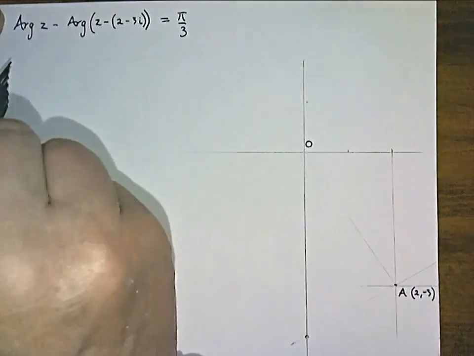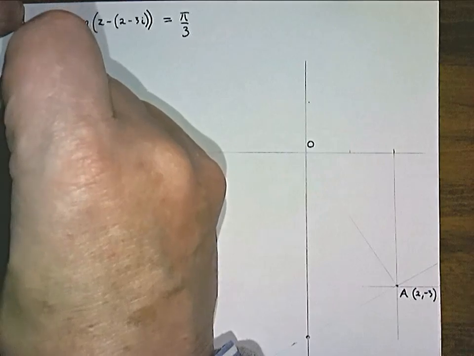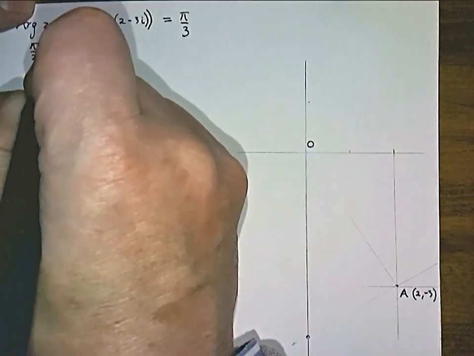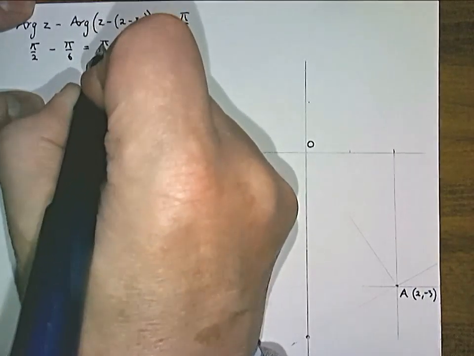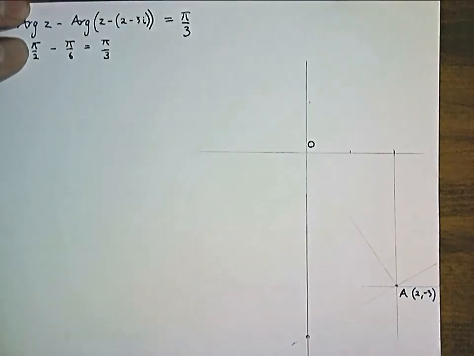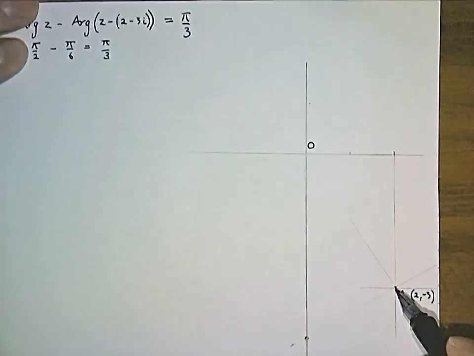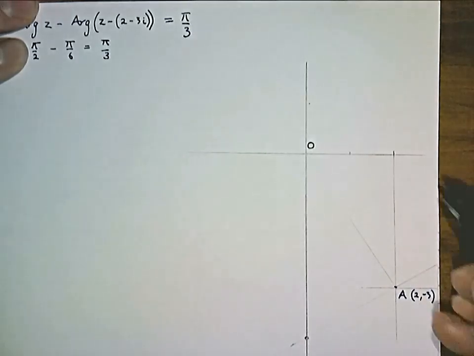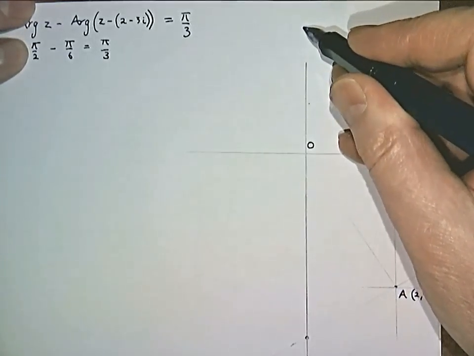Following the usual procedure, if we just take arg z is equal to pi over 2, then we have to take away from that pi over 6 in order to get pi over 3. So that's our provisional idea. But the moment we look at the diagram, we can see that the half line arg of z minus 2 minus root 3 i goes off in that direction, and arg z equals pi over 2 goes off in that direction. So they're clearly never going to meet.